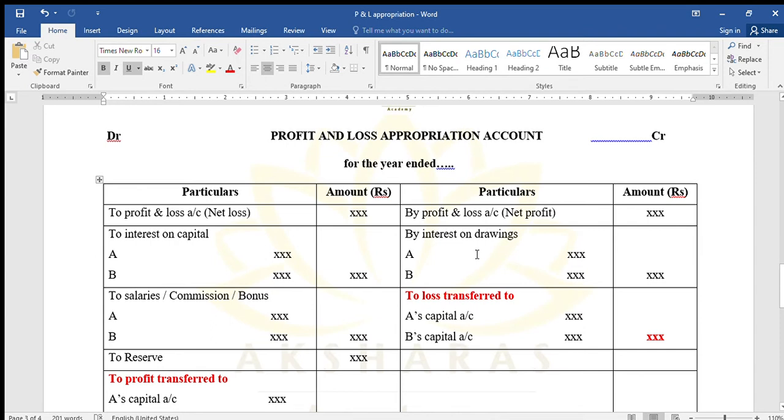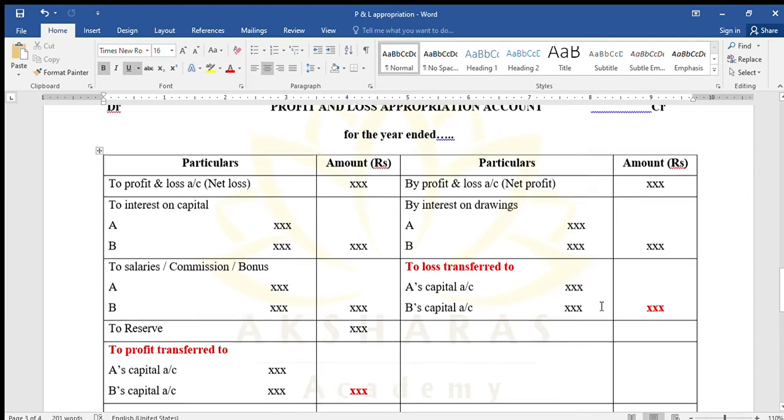Next, to the credit side, by interest on drawings. See, the partners, they withdraw money for their personal use from the firm. So they have to pay an interest for the drawings to the firm. So for the firm, it is a cash inflow, and so it will be shown on the credit side, and each partner's interest on drawings will be shown. The amounts will be added, and to the outer column we show the total interest on drawings.